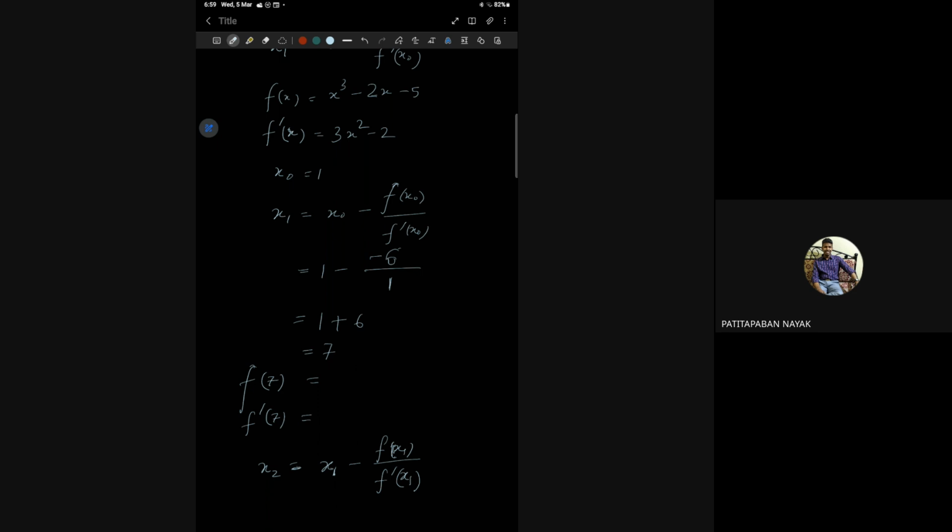You just find x3, then use x3 in place of x2. You find x4, so for x4 instead of x2 you use x3. You keep on doing this, replacing the previous number by the new number and doing the same thing: x minus f of x by f prime x. That is the formula you are using, and finally you will get the answer.